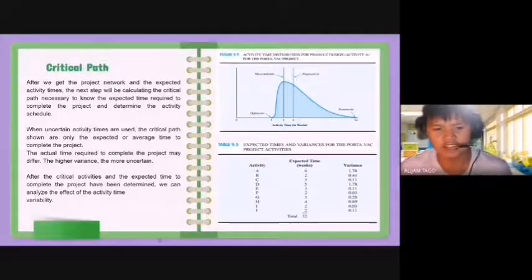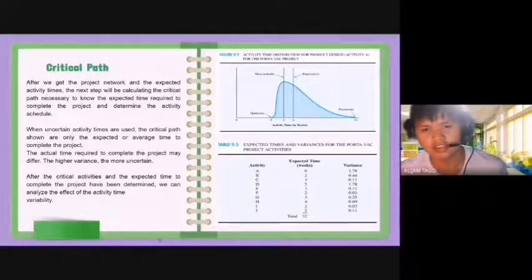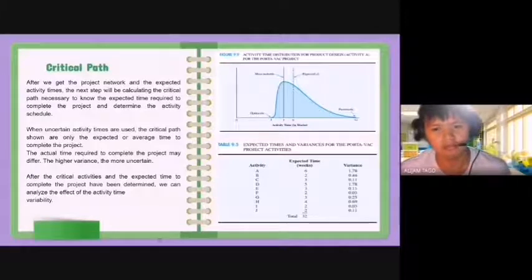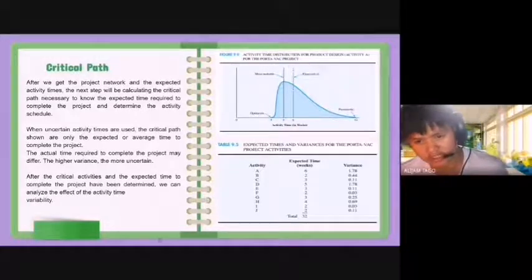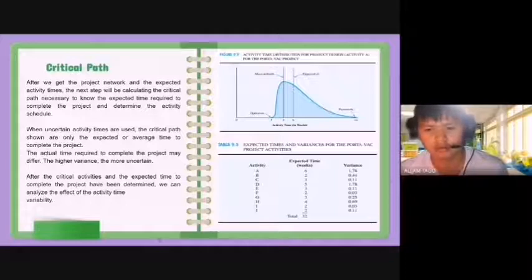After the critical activities and the expected time to complete the project have been determined, we can now analyze the effects of activity time variability, as shown in Figure 9.9 and Table 9.5. We can see that the expected time is a total of 32 weeks.